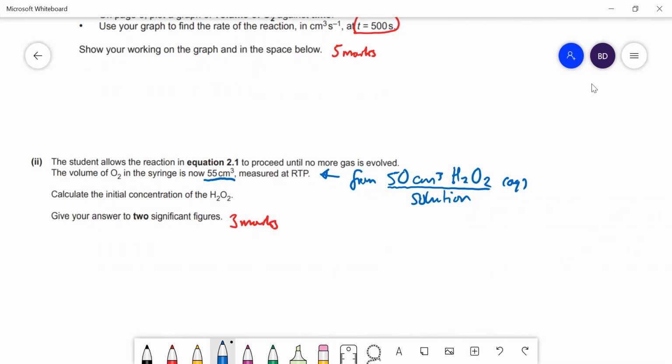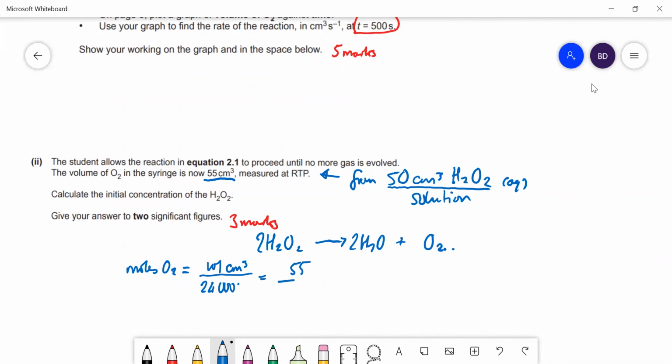Right, so we need the equation here as well. 2 H2O2 goes to 2 H2O and 1 O2. Okay, so let's find our moles of oxygen. That is equal to the volume in centimeters cubed divided by the volume of 1 mole, which is 24,000. So that's 55 over 24,000, which is equal to 2.29 times 10 to the minus 3.